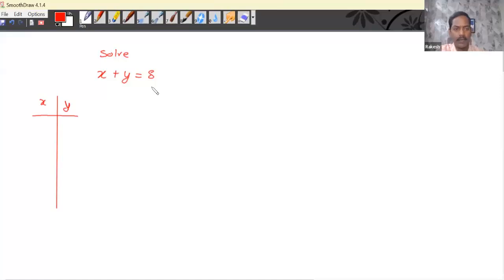So I'm randomly taking one value for x, which is 1. We know that if x is 1 and y is added to it and the total is 8, definitely the value of y would be 7, right? I need not solve that. It's very, very simple. 1 plus 7 will make it 8. So can I say the pair (1, 7)? This is how it is usually written when there are two variables. So 1 represents the solution for x and this 7 represents the solution for y. So (1, 7) is one of the solutions of this particular equation.